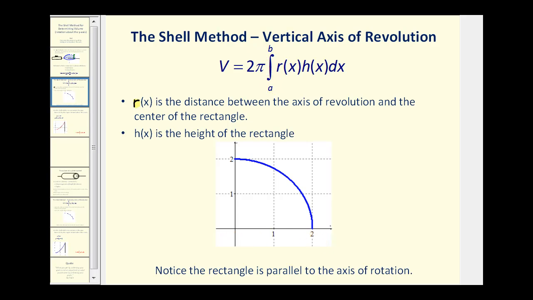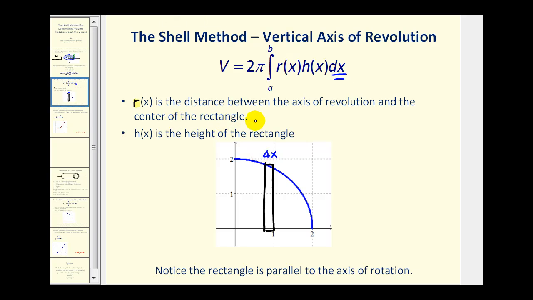In order to set this up, it's important to sketch a representative rectangle just like we did in the washer method. However, for the shell method, the representative rectangle will be parallel to the axis of rotation. So if we're rotating about the y-axis, we could use this as a representative rectangle. And the width of this rectangle would be the width of the shell, and this would be delta x, and that's a reminder that we'll integrate with respect to x.